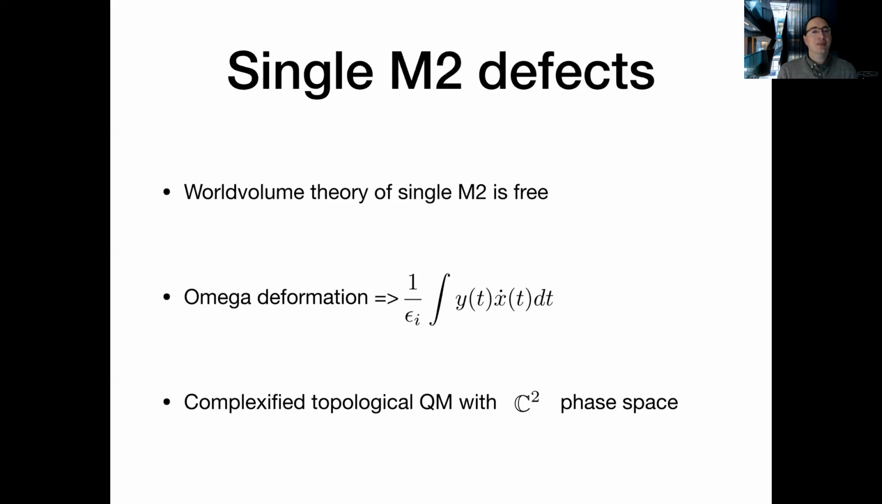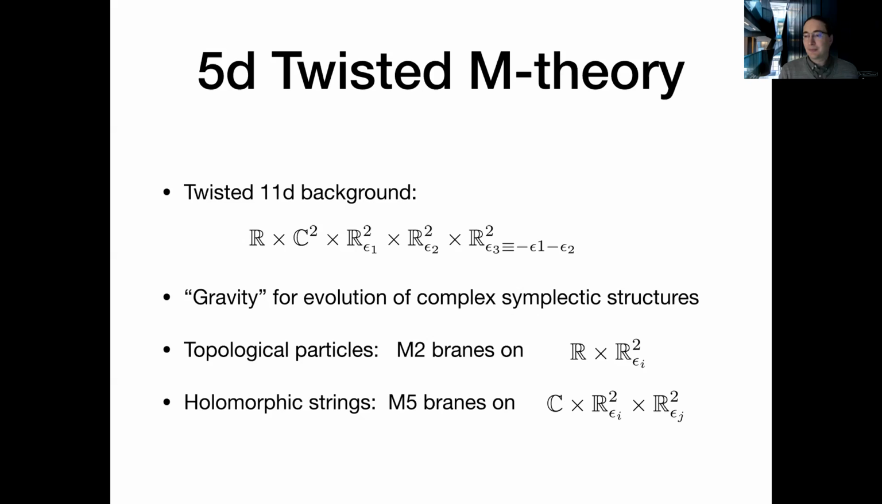Let me start from the coupling of the bulk theory to a single M2 brane. The worldvolume theory of a single M2 brane is free. It's very straightforward. There is just a bunch of scalar fields to describe the motion of the M2 brane in the eight transverse directions. The omega deformation makes the worldvolume theory into a worldline theory, a one-dimensional theory. And it kills essentially four out of those eight scalar fields. The remaining four scalar fields pair up into two complex fields, which control the motion in the C2 factor of the geometry. And the worldline action is very simple.